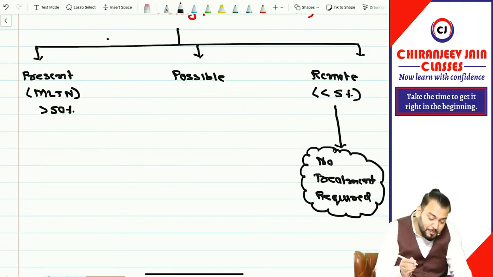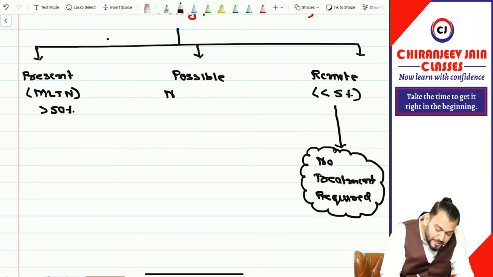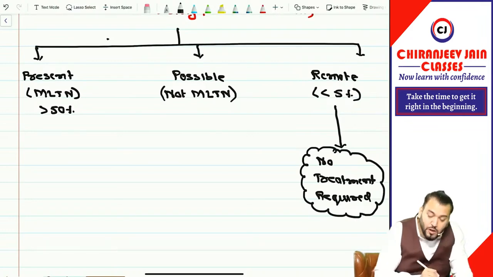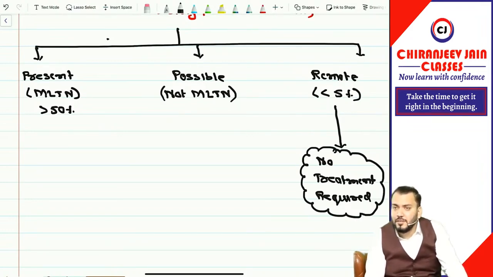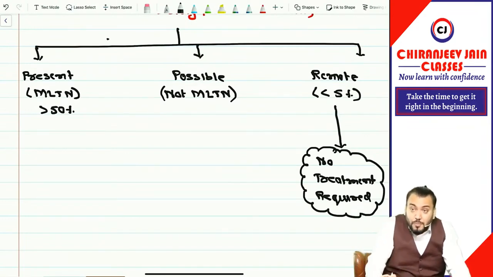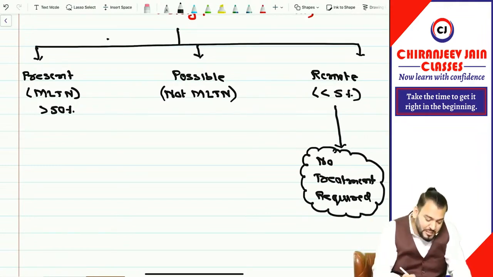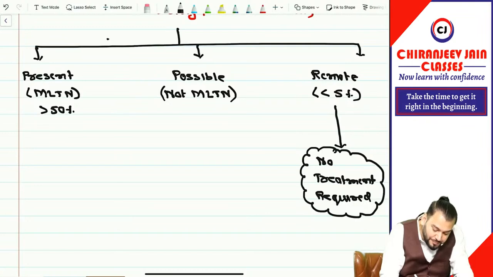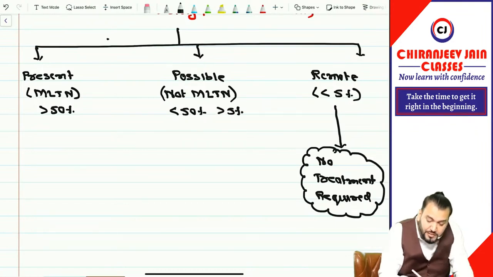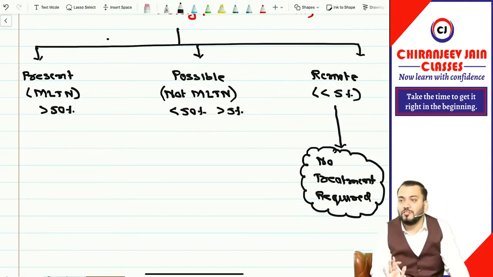Correct. When I am saying possible obligation means what? Not more likely than not. Correct now? Not more likely than not. Correct. Means I can say chances of non-occurrence will be more than chances of occurrence. Means as percentage we can say it is what? Less than 50%, but more than 5%. This is known as possible obligation.